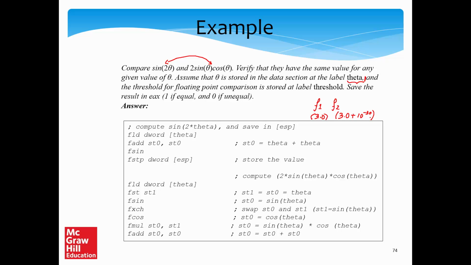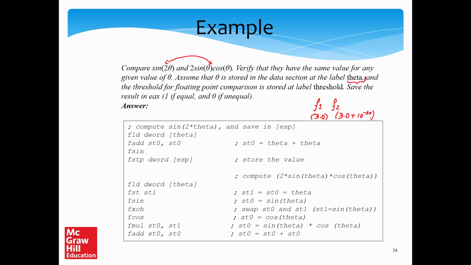This is a broad philosophical issue. Theoretically speaking, they are not equal, but practically they might be equal, because we might not have enough bits to specify 3 plus 10 to the power minus 30. We might not have the precision required to specify f2, and as a result the hardware might compute f1 to be equal to f2. This is theoretically not correct, but real number arithmetic is always inexact.